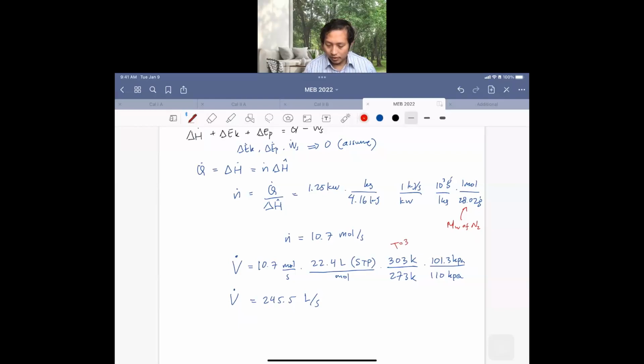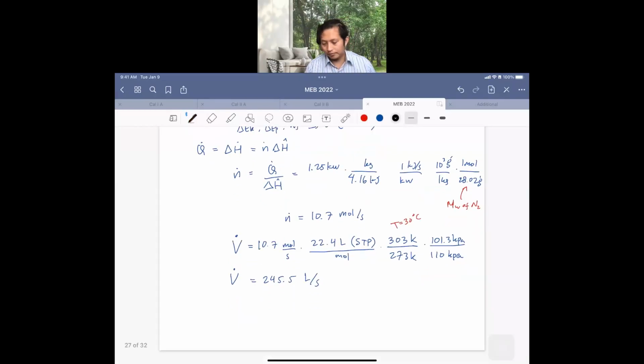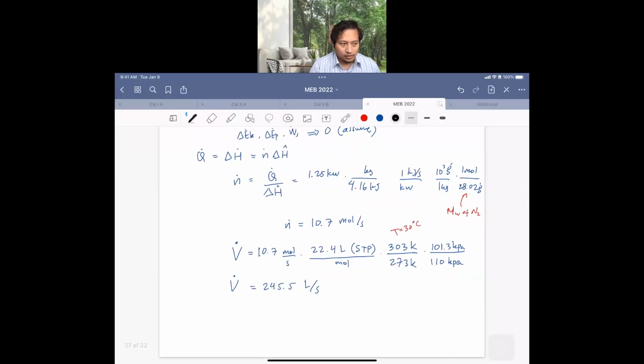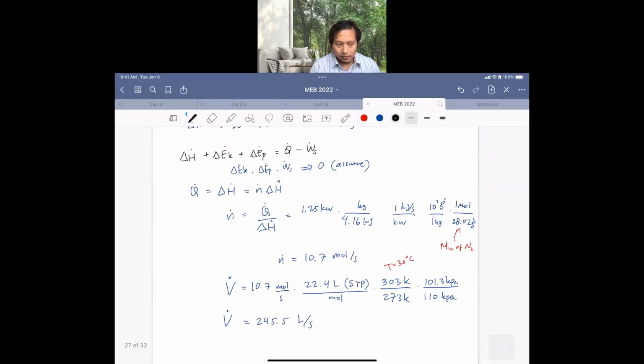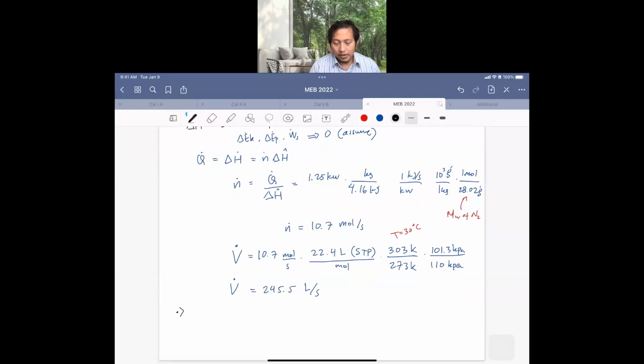This is T, 30 degrees Celsius, right? Okay, and then the second question is assumptions. Probably the reason that you can write is heat may go to the environment or surroundings. And some heat is needed for heating the coil, right?